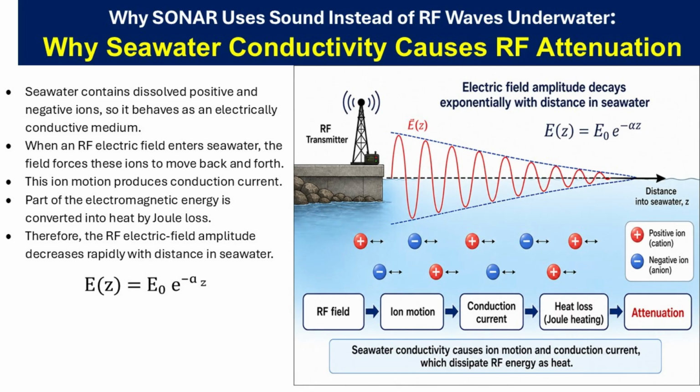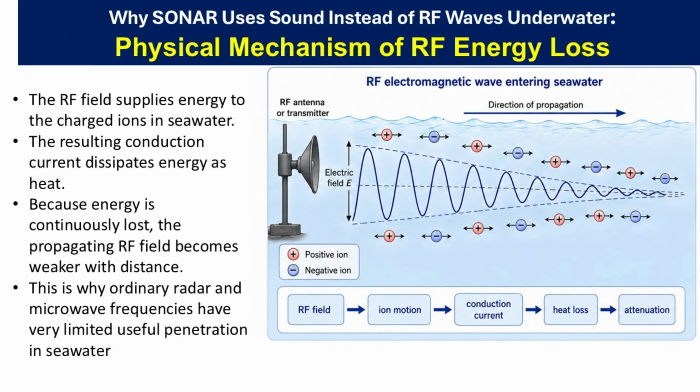Transition. Now that we know the physical cause of RF loss, let us look more closely at how this energy is lost. This figure summarizes the energy loss mechanism. The RF field first supplies energy to the charged ions present in seawater. The movement of these ions produces conduction current. This current dissipates part of the RF energy as heat. As energy is continuously lost, the propagating RF field becomes weaker and weaker with distance. That is why ordinary radar and microwave frequencies have only a very limited useful penetration in seawater.